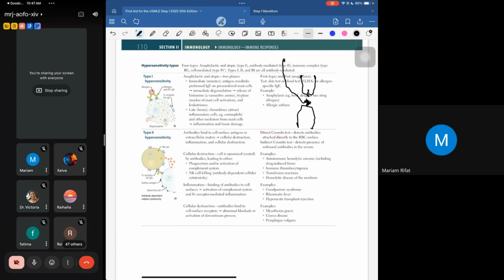Now, did Dr. Ahmed cover nephritic and nephrotic syndromes in detail? Yes. Okay, okay. So basically that was good, faster, right?